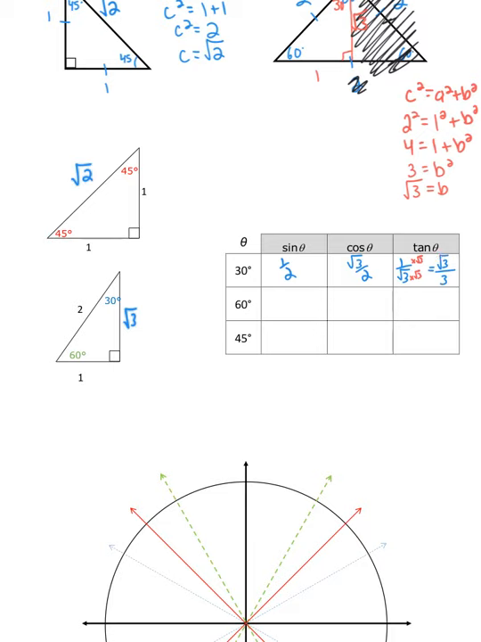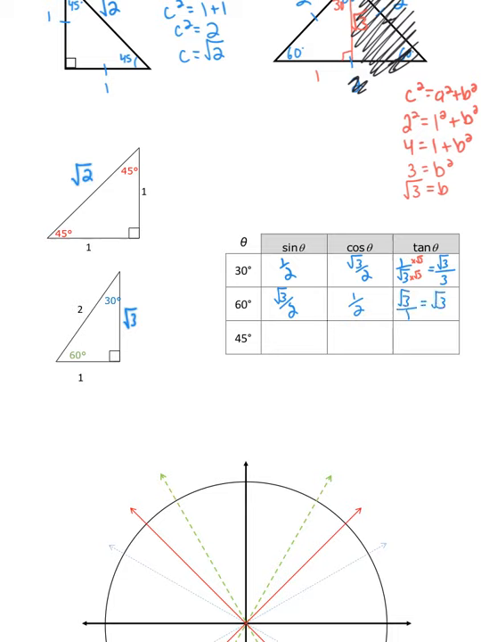Okay, so then we're going to do the same thing for 60 degrees. So sine of 60. So again, we're locating 60. It's in the same triangle, but this time the opposite is root 3 and the hypotenuse is 2. So we're going to write that as root 3 over 2. And then cos of 60, the adjacent is 1 over 2. And then tan of 60 is the opposite, which is root 3, over the adjacent, which is 1. So root 3 over 1 is simply just root 3.